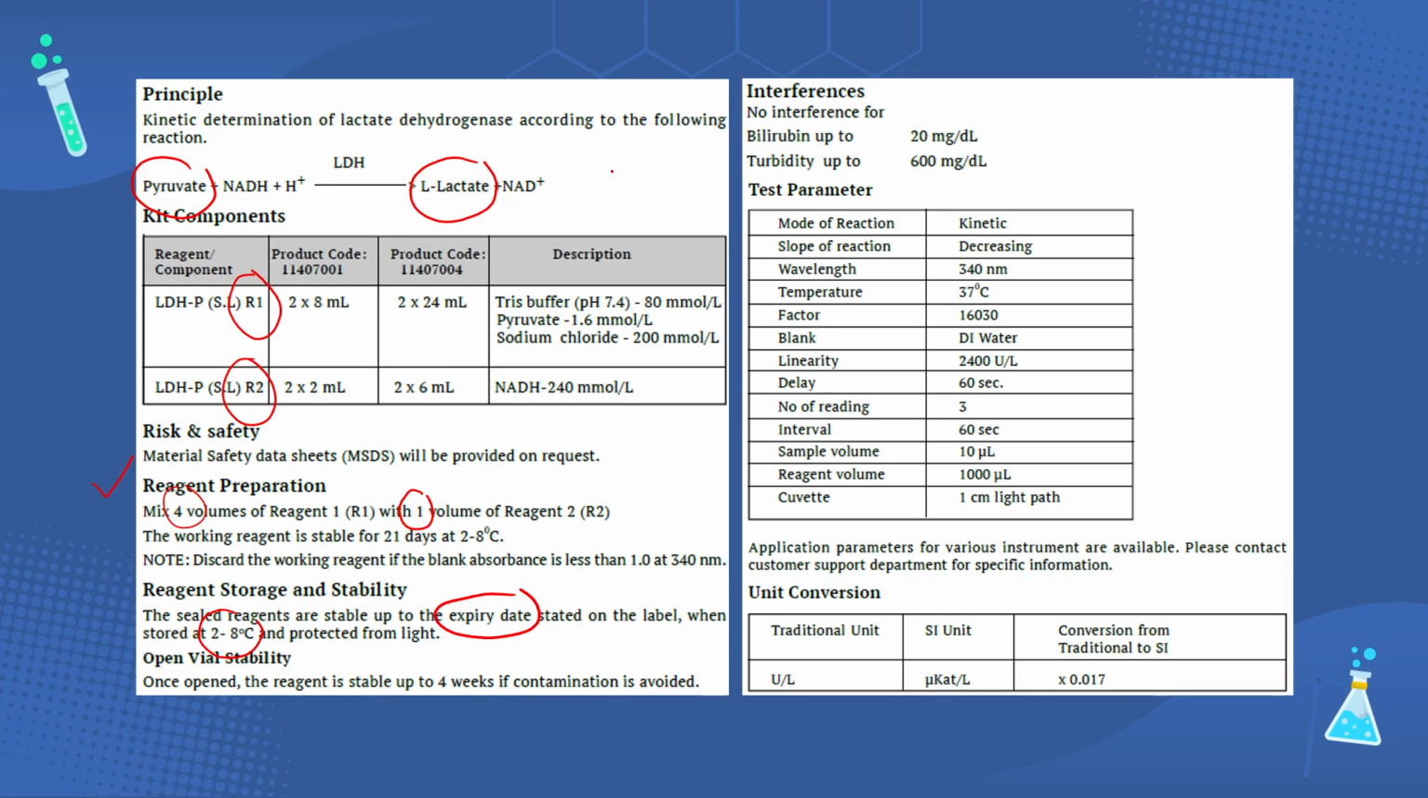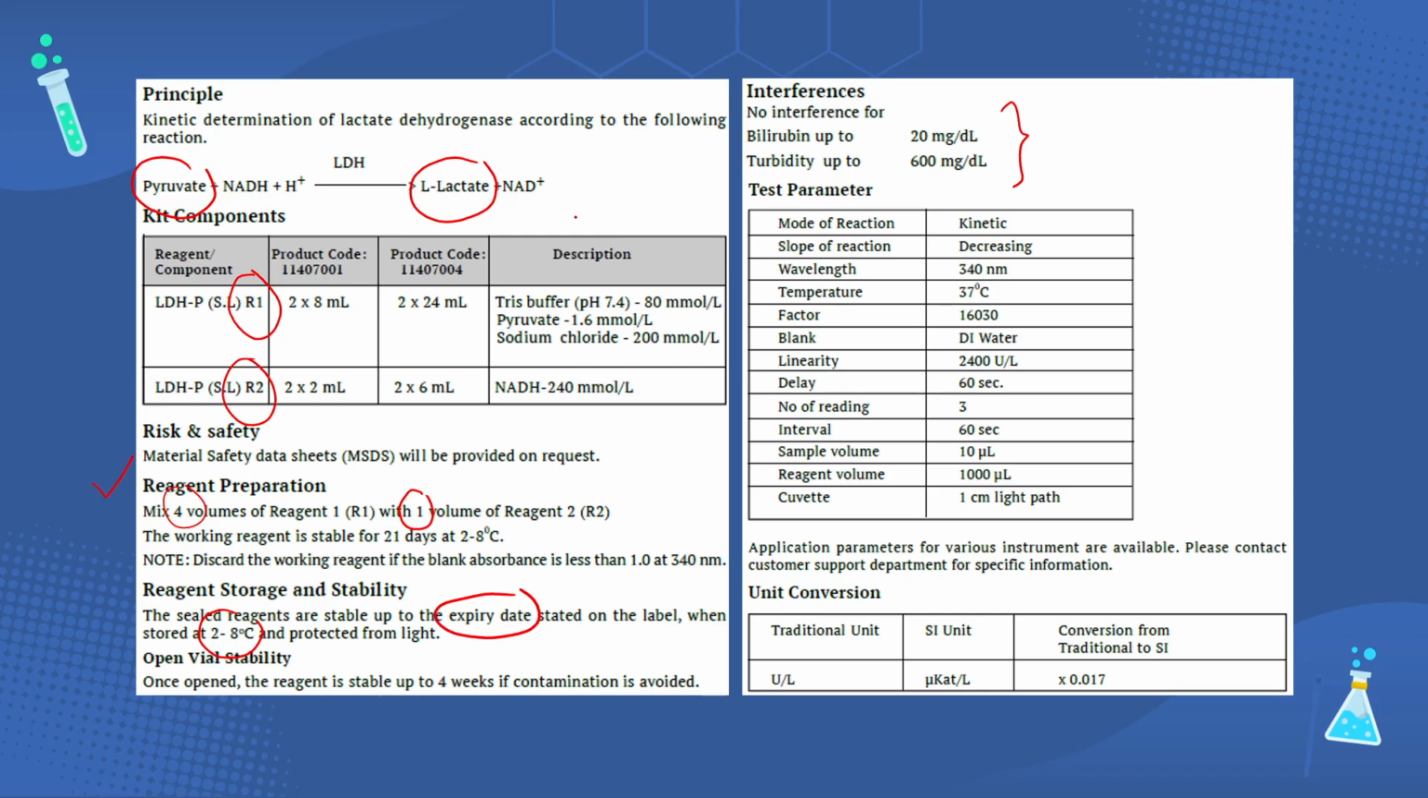So for the interferences, kids, as you can see, nothing is written about hemoglobin because here, even as low as 1 mg per dL, it is not allowed. There should really be no hemolysis. There should really be no presence of hemoglobin. It should really be devoid of any red blood cells.